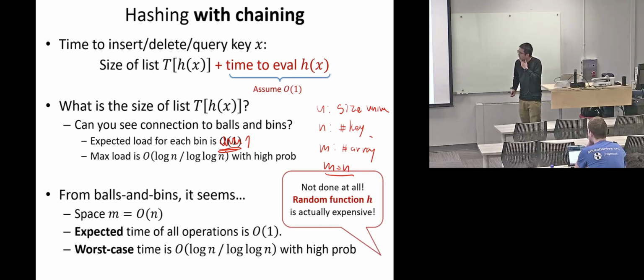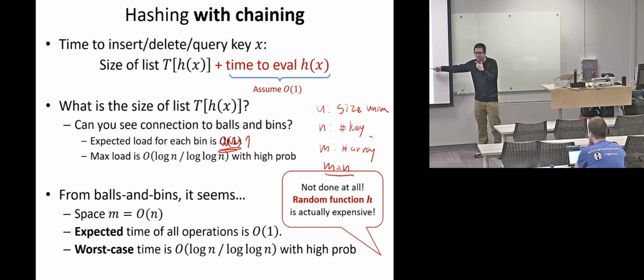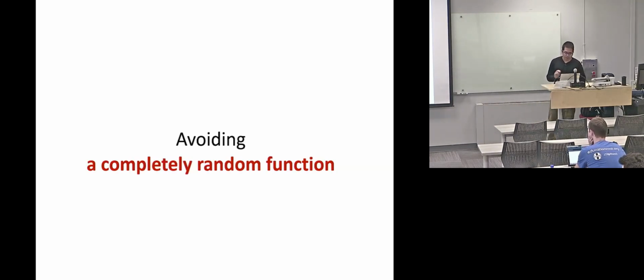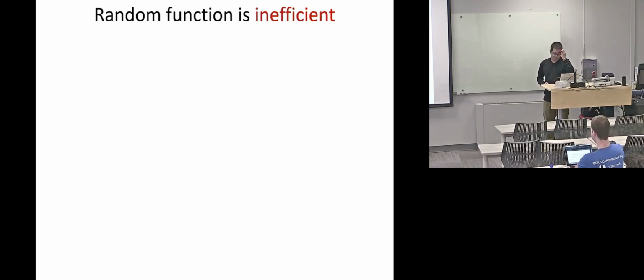Except that we assume the random function, and that's actually really expensive. Let's see why. So we want to avoid it, but let's see why it's inefficient first.